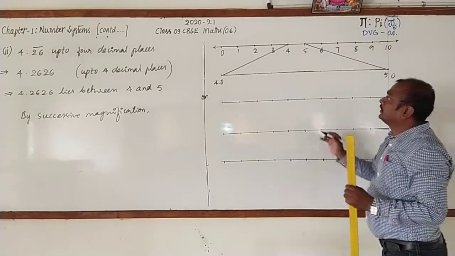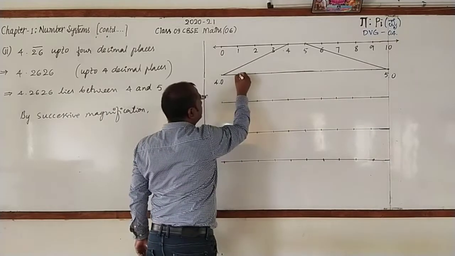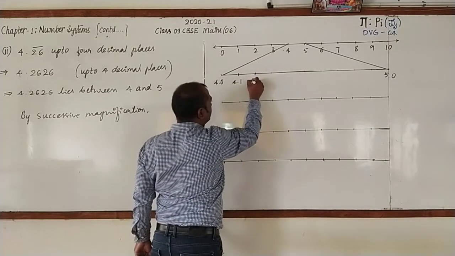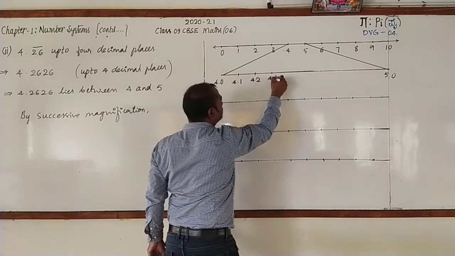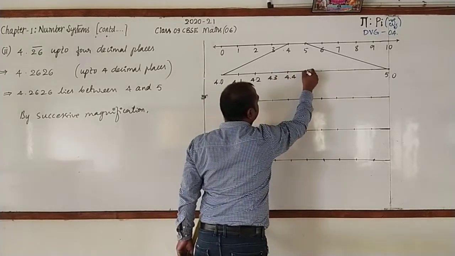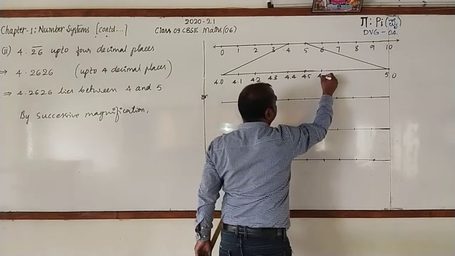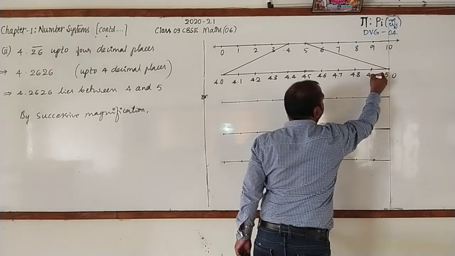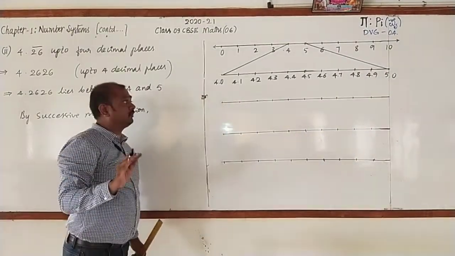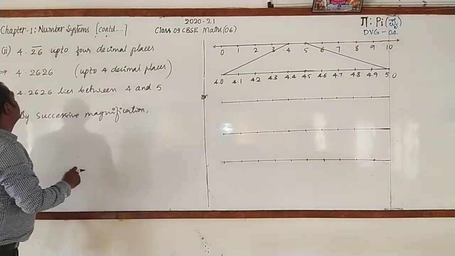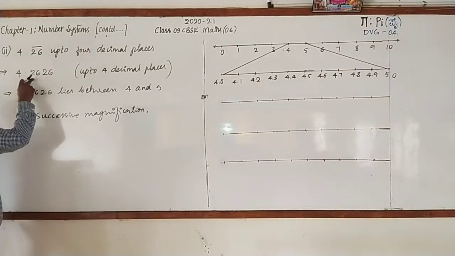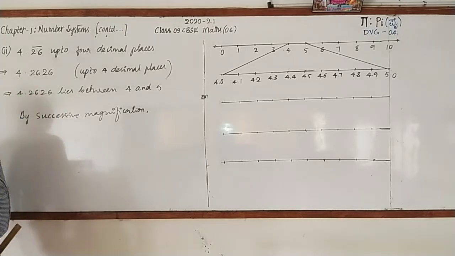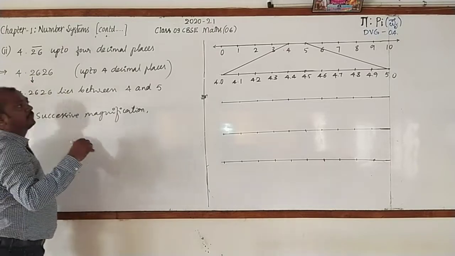Got it? Now here I'll write the numbers 4.0, this point 4.1, this point 4.2, this point 4.3, this is 4.4, it is 4.5, this is 4.6, this is 4.7, it is 4.8, and this is 4.9. I hope that you all have understood this one. Next, you take the first digit in the decimal part, 4.2. So this number lies between 4.2 and 4.3.